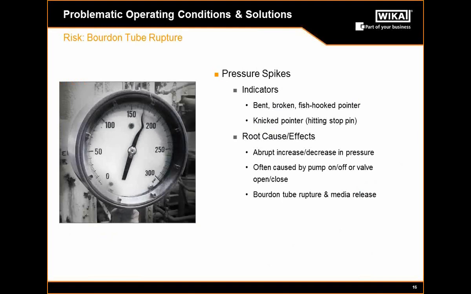Pressure spike would be one of those conditions. The indicators of a pressure spike would be a bent, broken, or fish-hooked pointer. Sometimes the pointer will have a nick on the side of it where it has contacted the back of the stop pin. And this is coming from an abrupt, the keyword being abrupt, increase or decrease in pressure. Many times this is caused by a pump being turned on or off very abruptly, or maybe a valve being opened or closed. The Bourdon tube would eventually rupture, and that would ultimately lead to a media release.